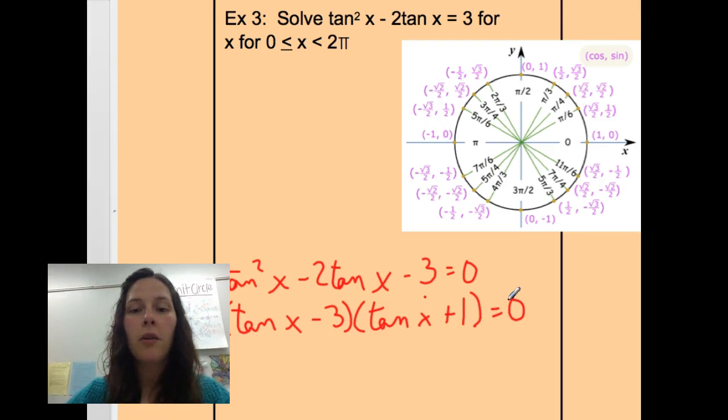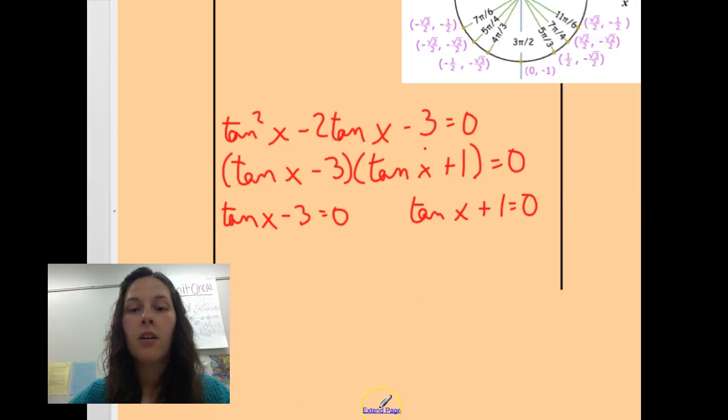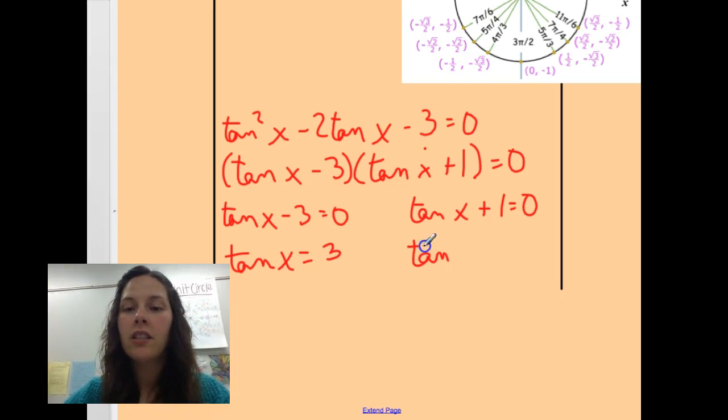Using zero product property, setting each term equal to 0, we're looking for where tangent x minus 3 equals 0 and where tangent plus 1 equals 0. So solving each of these, our first equation, we're looking for where the tangent is equal to 3. And our second equation, we're looking for where tangent equals -1.